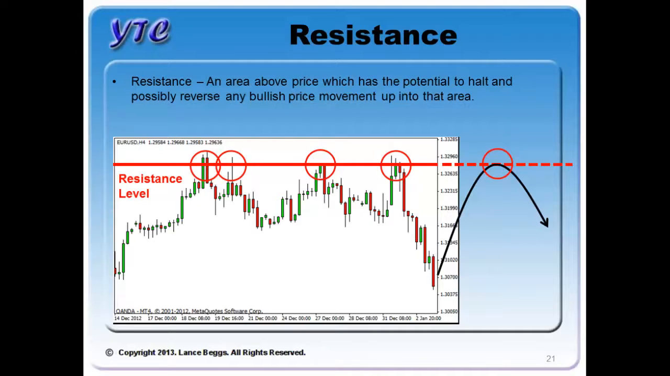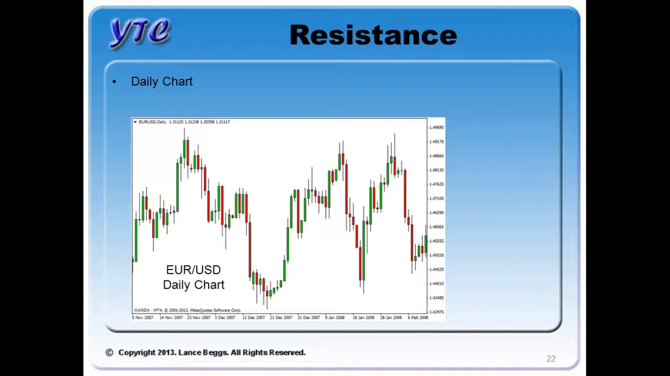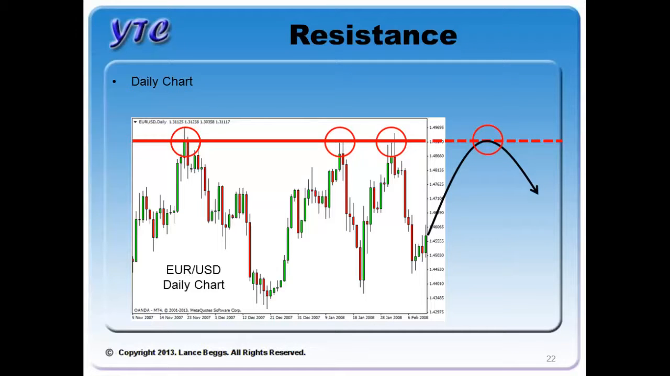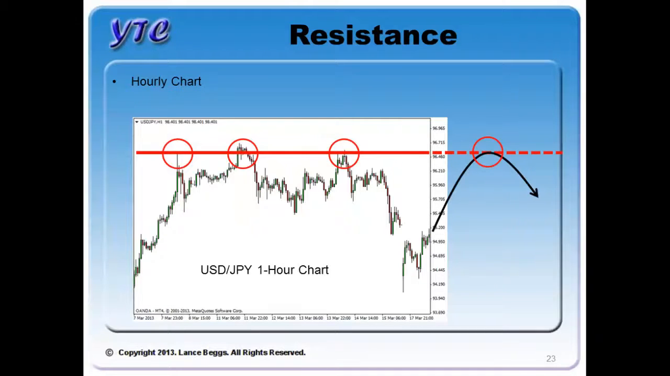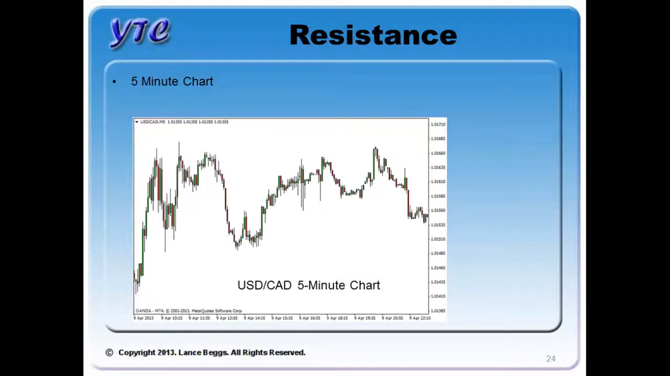So we can define resistance as an area above price which has the potential to halt and possibly reverse any bullish price movement up into that area. It doesn't matter the time frame. This is a 4-hour chart showing resistance. But like support, you'll also see resistance on daily charts, as shown with the resistance level here, formed by these touches here, and an expectation of continuation in future. Same for hourly charts with our resistance and these points here, and continuation in future.